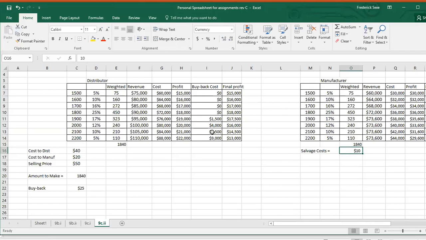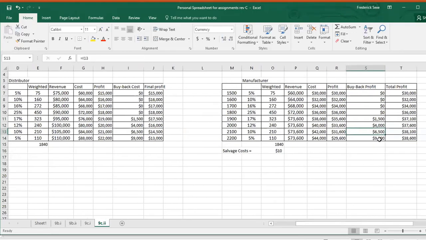And this is where this comes in. Okay, the manufacturer. So the distributor, because it's minus, pays 6,500 to the manufacturer, and the manufacturer shows this as a profit. Does this make sense, Rodney?